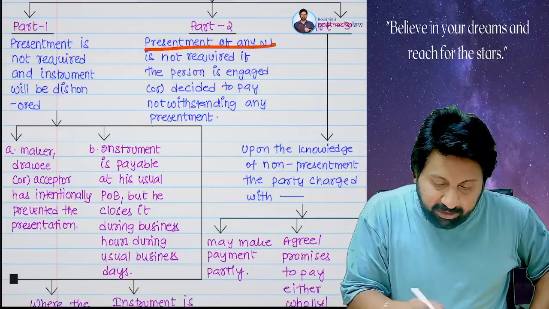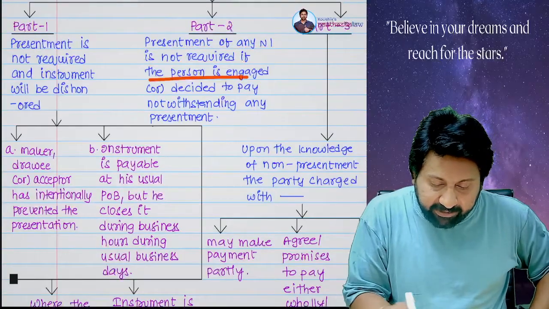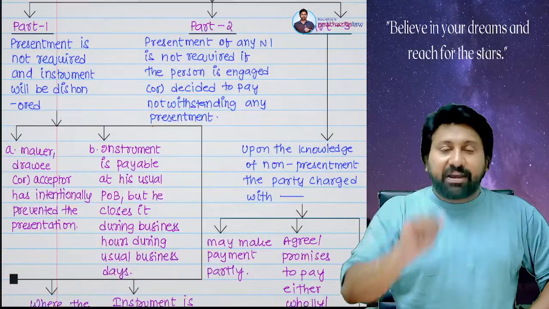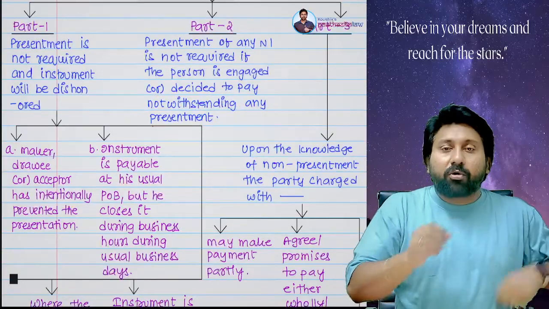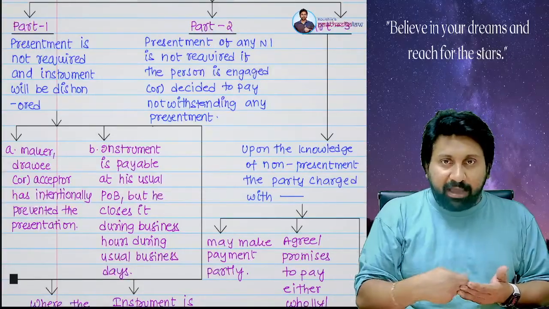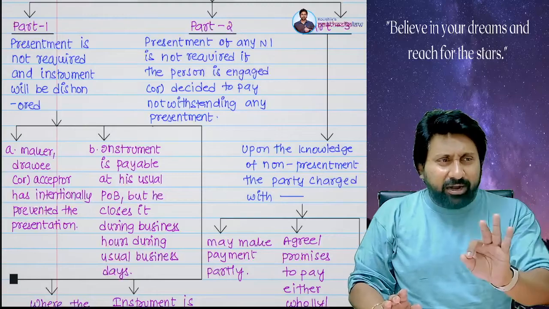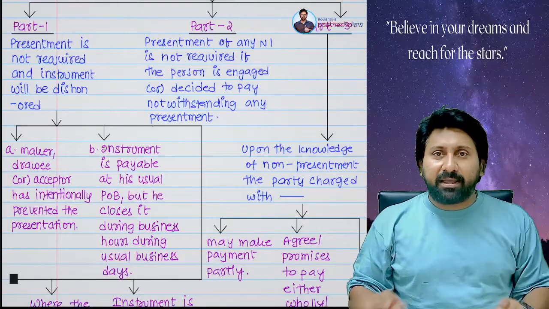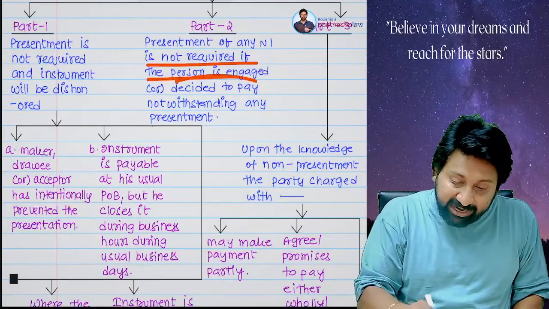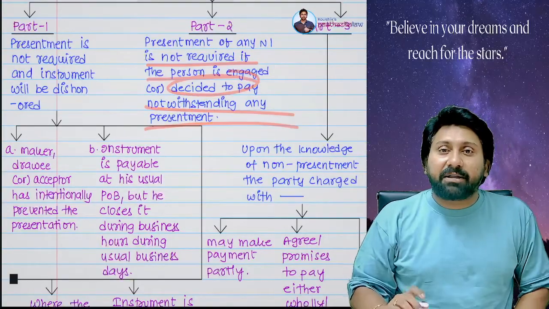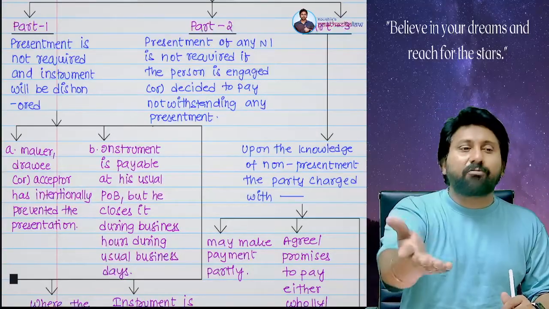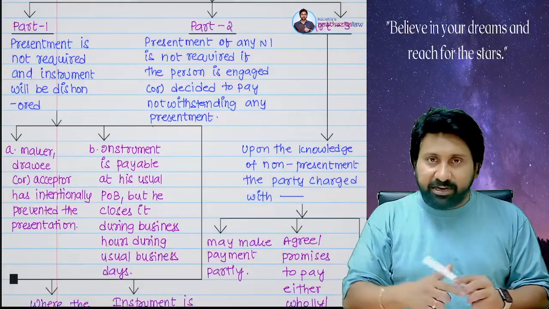Next, presentment of any negotiable instrument is not required if the person is engaged or decided to pay notwithstanding any presentment. See, this is very important. I am a drawer. I wrote a bill of exchange. You are a drawee. I gave. You accepted and gave me back. You said, sir, on the due date, you need not come to me. I will only come to you and pay. You only said in writing. So, presentment is not required if the person decided to pay notwithstanding presentment. Notwithstanding means ignoring. You need not come to me and present. I will only come to you and pay on that day. Then presentment is not required.